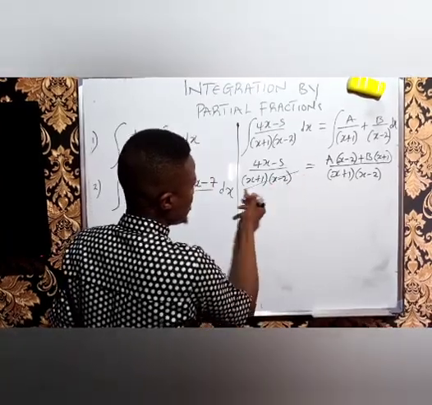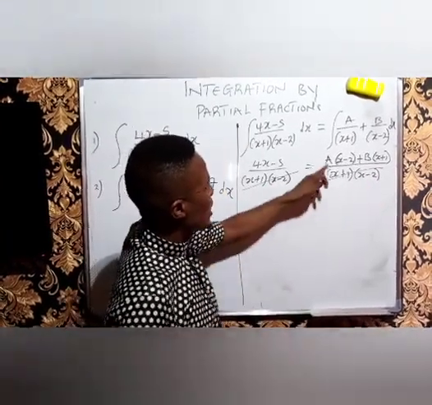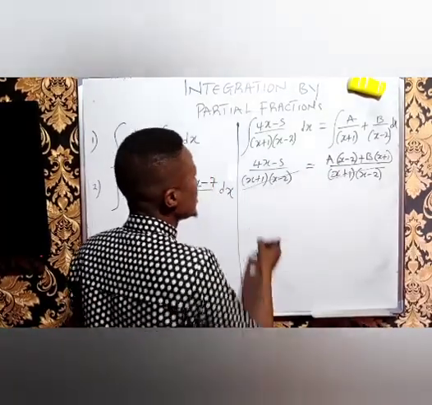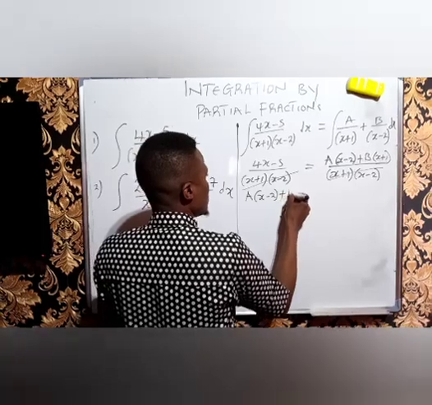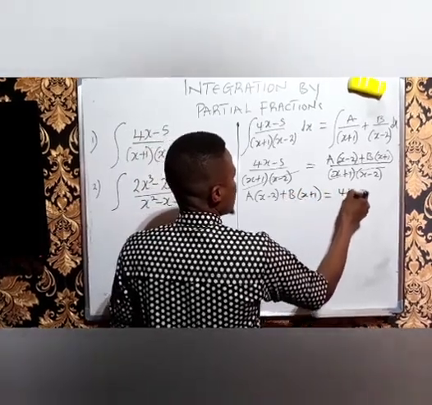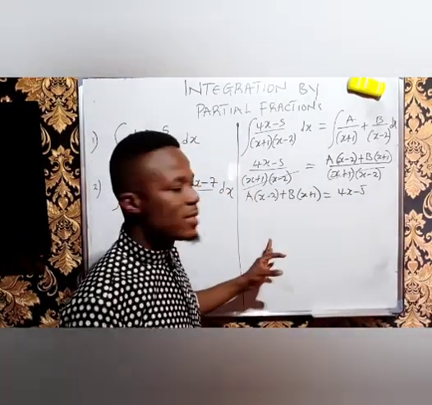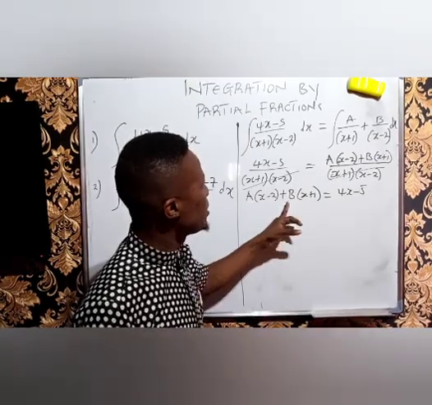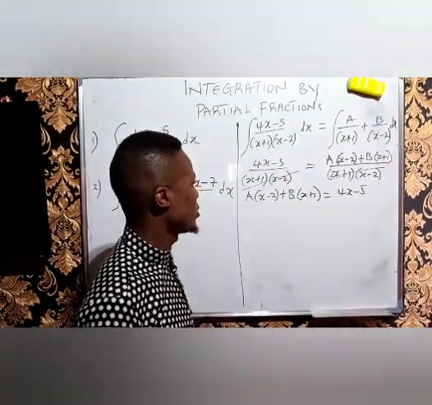Now this value and this value are the same. They can cancel out each other. So I can have that this and this are equivalent. Hence, A into x minus 2 plus B into x plus 1 equals 4x minus 5. Our target here is to get the values of A and B, which we need to fix here to get the partial fraction of this whole fraction here.